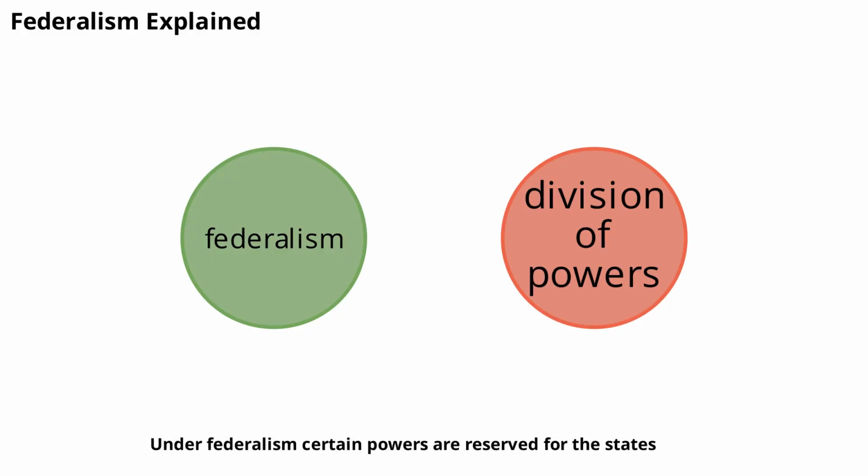Under federalism, certain powers are reserved for the states, while others are given to the federal government. This structure allows states to experiment with policies that fit their populations, while the federal government ensures consistency on national issues. Next, we'll look at some real-world examples of how federalism works in practice.